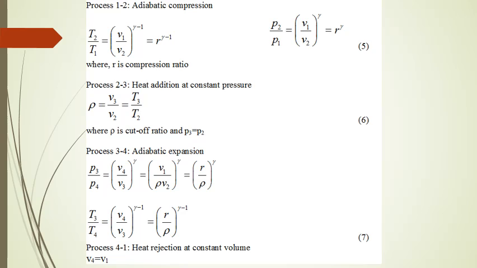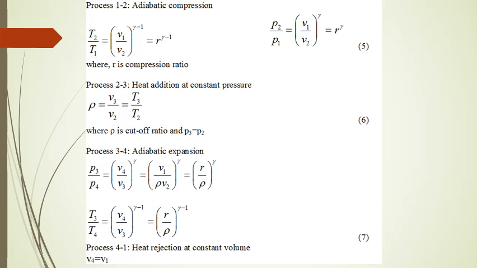Process 3 to 4 is reversible adiabatic expansion. So P3 upon P4 is equal to V4 upon V3 raised to power gamma, and since V4 is equal to V1 and V3 is equal to rho times V2 as given in equation number 6, we finally get the expression as R upon rho raised to power gamma. Similarly, T3 upon T4 becomes R upon rho raised to power gamma minus 1.